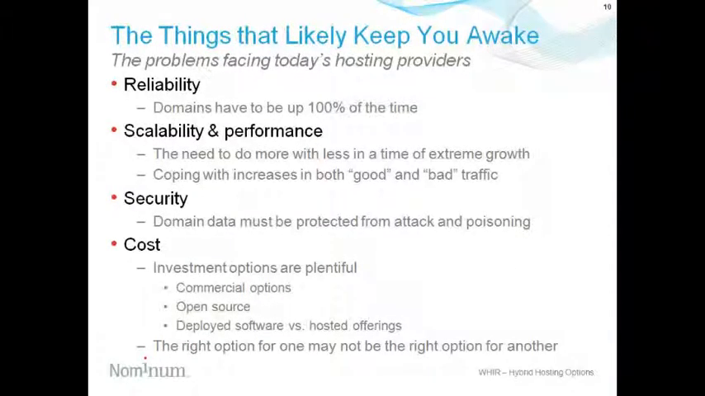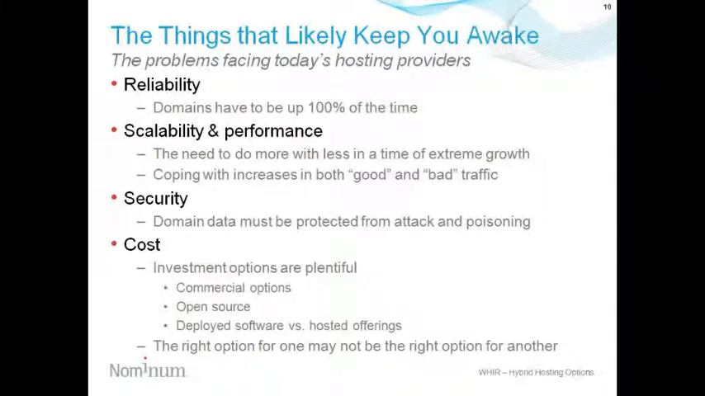So moving on. The things that are likely keeping you guys awake at night. These are the problems facing you as hosting providers. Clearly at the top of the list is reliability. Domains absolutely have to be up 100% of the time. You can't have downtime. You can't have domains going offline for some period of minutes or hours.